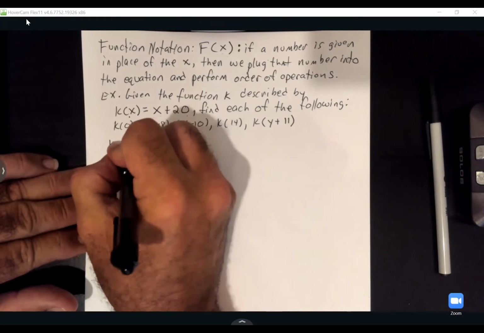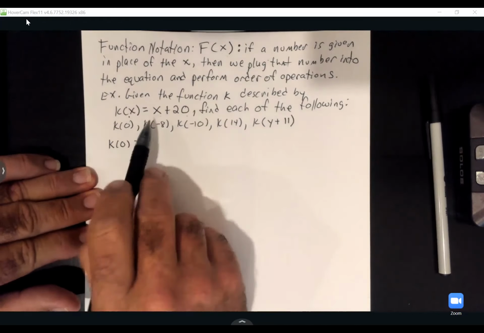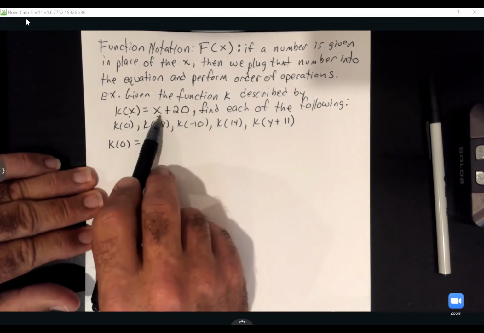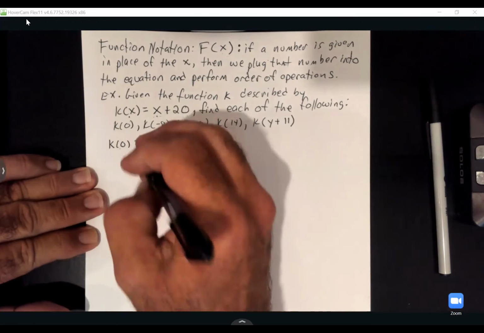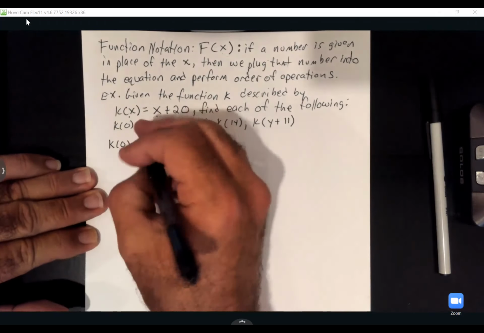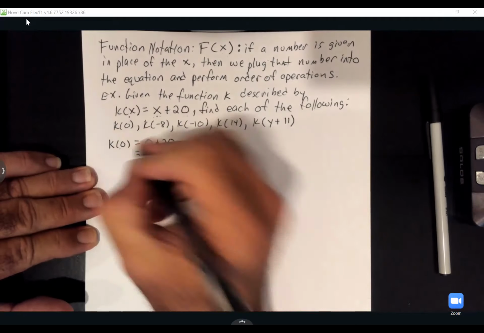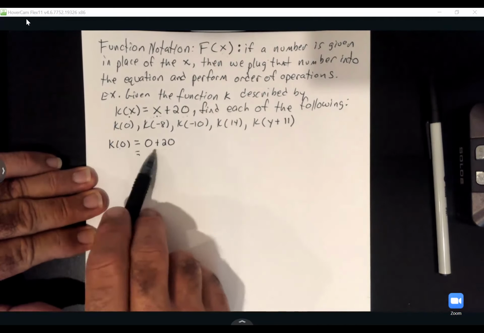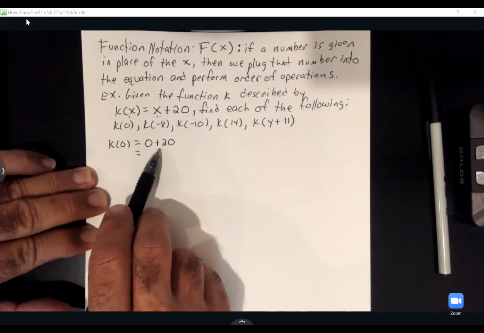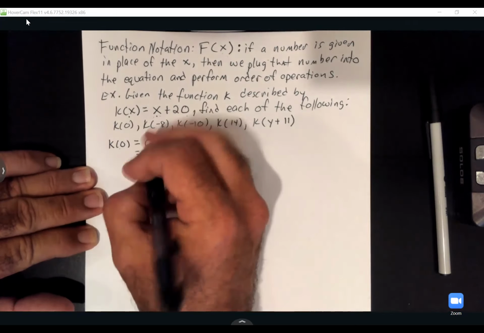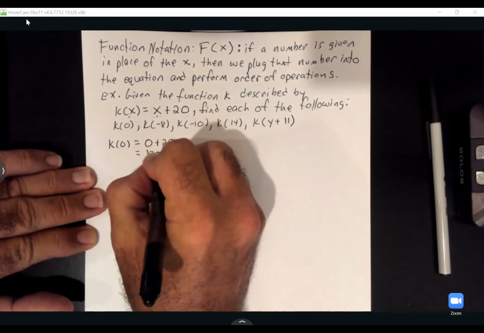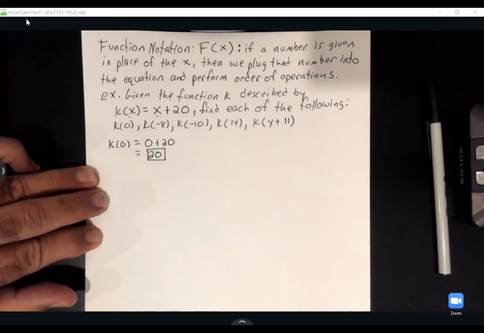K of 0 is going to equal this equation, x plus 20. But in place of the x, we're going to put this 0 they told us. So we're going to have 0 plus 20. And remember, we don't do nothing with this k of 0. All we're going to do is figure out what 0 plus 20 equals. Well, y'all, 0 plus 20 is 20. So my first answer, k of 0 equals 20.